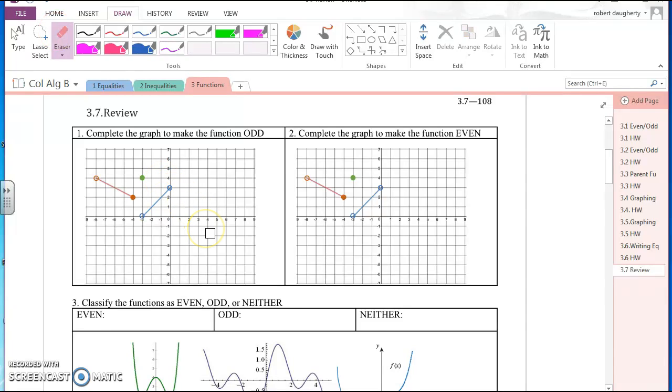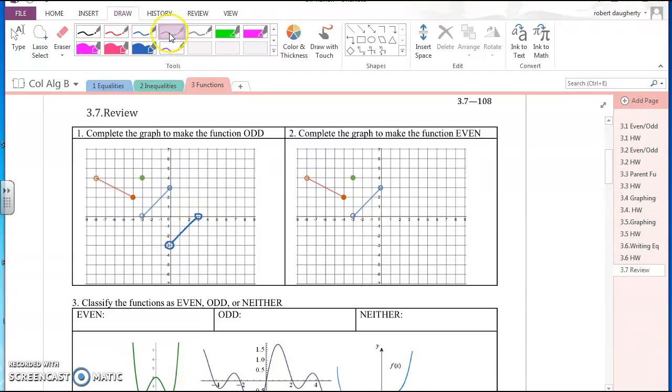Okay, we're doing the review for the quiz on Unit 3, which is functions. So I want to complete the graph to make this function odd. I look at each point, and to make it odd, remember odd means opposite. If I look at this blue line, if you have to go up 3, the opposite of that would be going down 3. And to the left 3, the opposite would be to the right 3. So if I connect those, that's the opposite of that blue line.